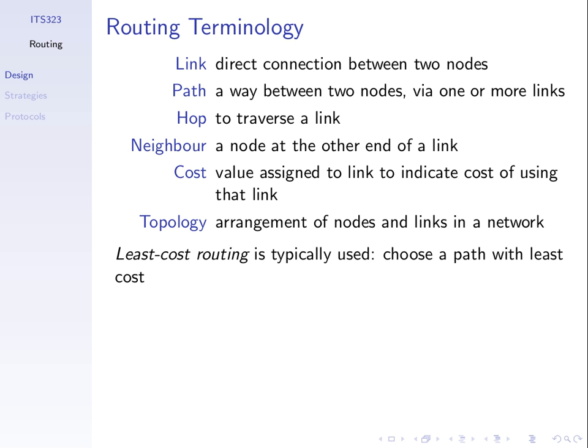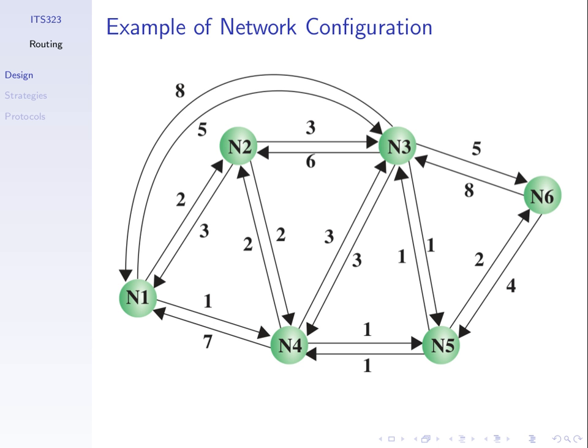What we do in routing is we assign costs to links, and given some source and destination, we use least cost routing, which chooses a path from source to destination with the least total cost. That's the general least cost routing: find a route or a path with the least cost, where the cost depends upon the metric we choose. Well, I think we don't need to go through this. We'll use this example later.